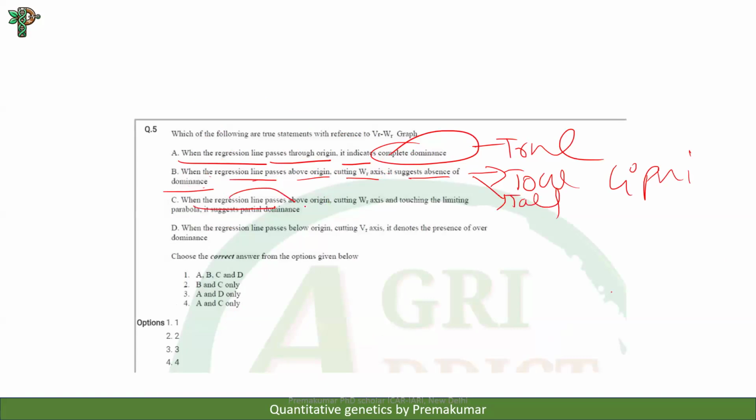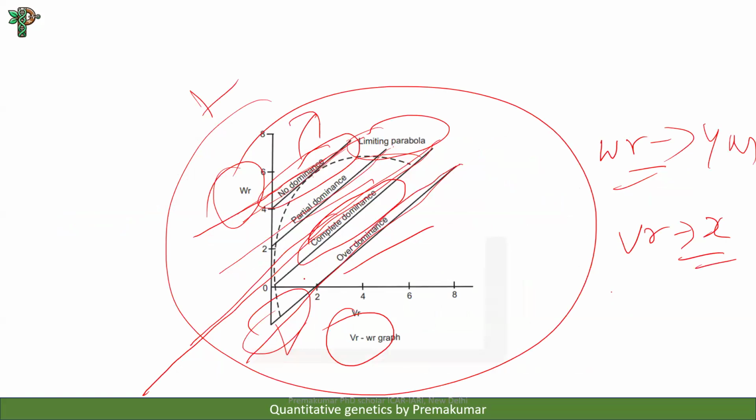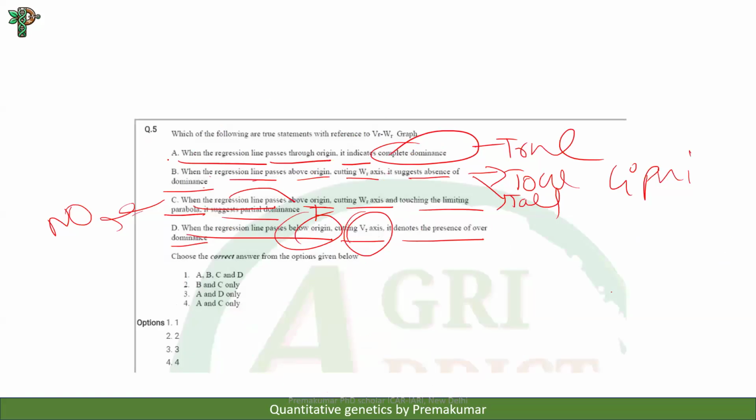Then, when the regression line passes above the origin, cutting the WR axis and touching the limiting parabola, it suggests partial dominance. No, it is no dominance. It is also false. Then, when the regression line passes below the origin, cutting the VR axis, it denotes the presence of over dominance. You can see when the regression line cuts the VR axis at a negative value, below the x axis, it is called over dominance. It is correct. Only A and D is correct. That's why A and D is the right answer, option 3.